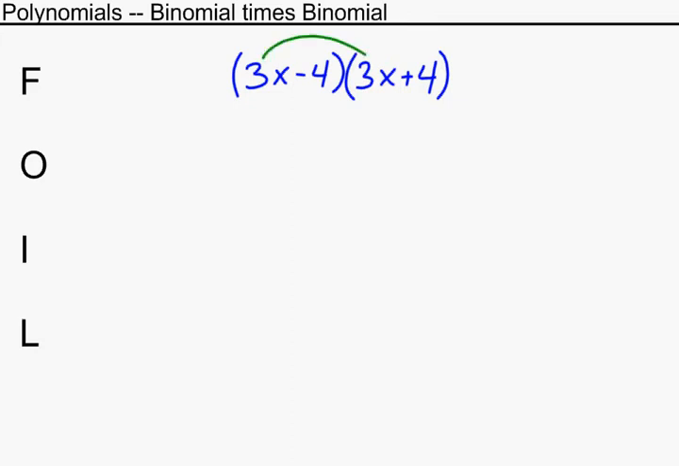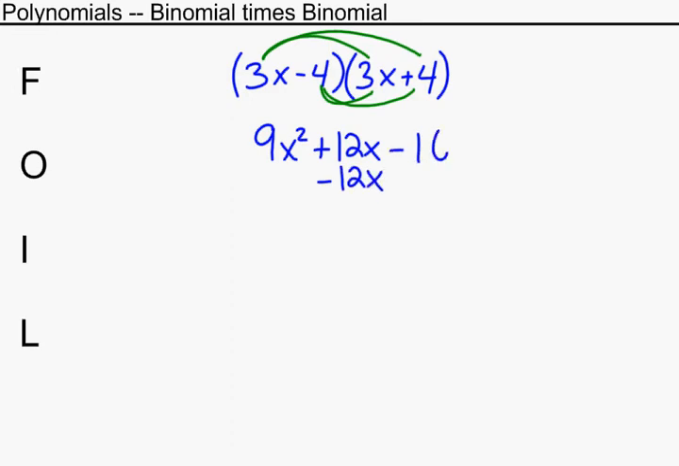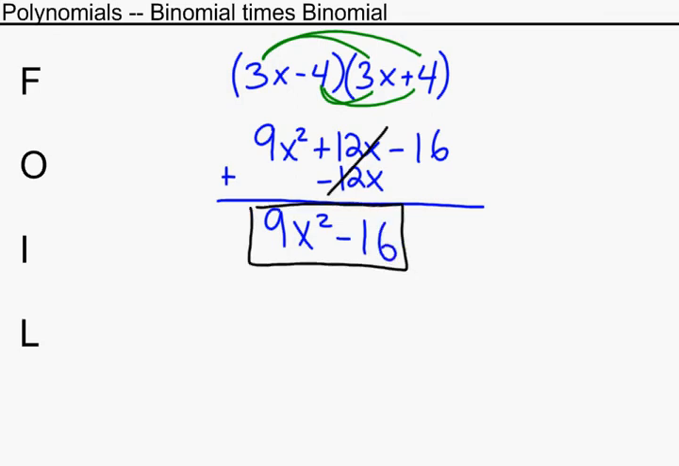So here I'm going to distribute the 3x to both of the pieces. So 3x times the first 3x on the right gives me 9x squared. 3x times 4 is positive 12x. I'm done distributing the 3x. Now let's distribute the negative 4. So I get minus 12x, and then negative 4 times positive 4 is minus 16. So if I go ahead and combine these things vertically, I get 9x squared. My positive 12x and negative 12x cancel out, minus 16. So this is a case where I actually get a quadratic binomial.